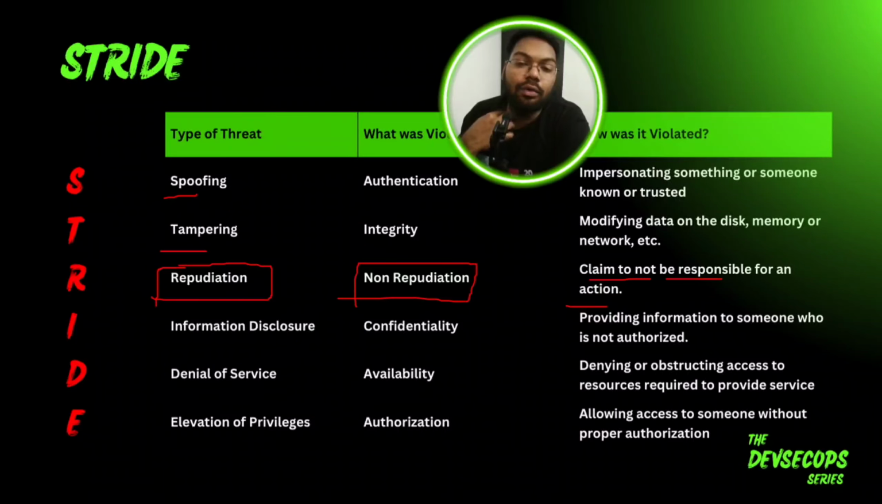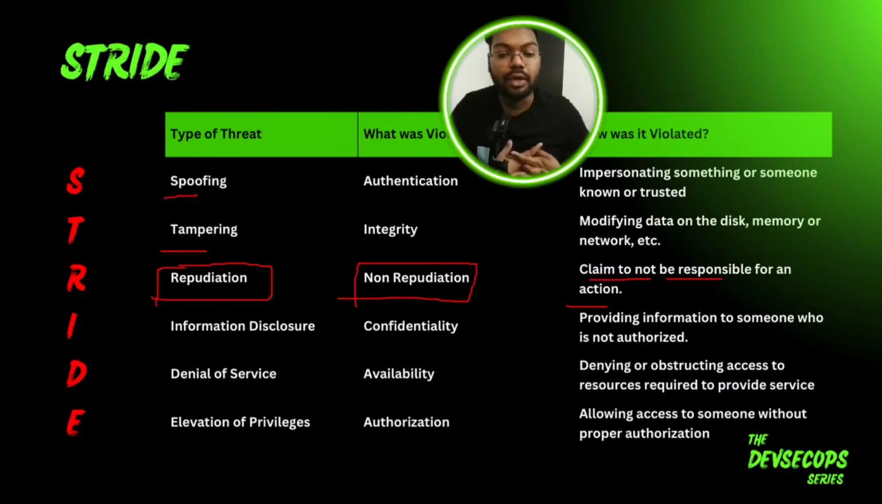I don't know if you had one kind of friend in your school or college in your previous days who would do some action. Let's say he stole something from someone's bag, but now he does not claim it, that I stole it. He would say someone else stole it, I was not responsible for that. But now if a teacher came in and asked to show bags for the students, and it was accidentally found in his bag, now he will say, oh, I didn't do it. So that's what repudiation means. Someone denying the fact that he did something.